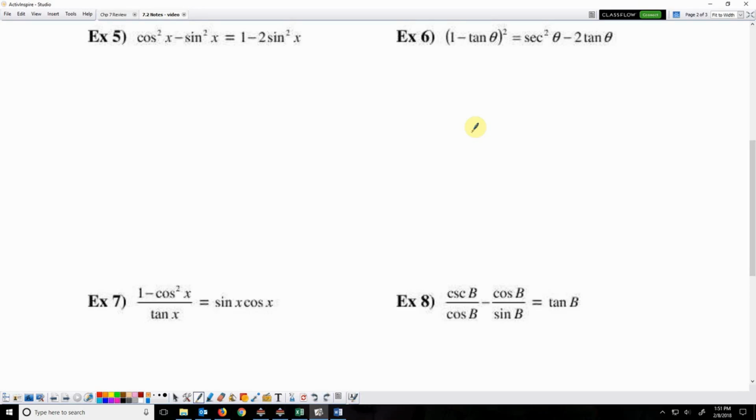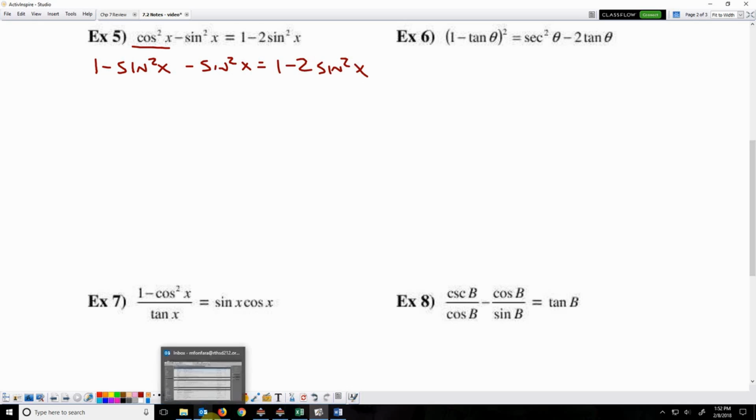Hey guys, let's continue verifying trig identities. So we're here on example 5 now. Cosine squared x minus sine squared x equals 1 minus 2 sine squared x. There's a lot of different ways to solve this. One way would be that we could replace cosine squared with 1 minus sine squared. That's one of our Pythagorean identities. We still have this minus sine squared x equals 1 minus 2 sine squared x.